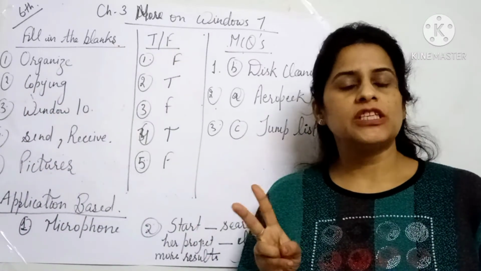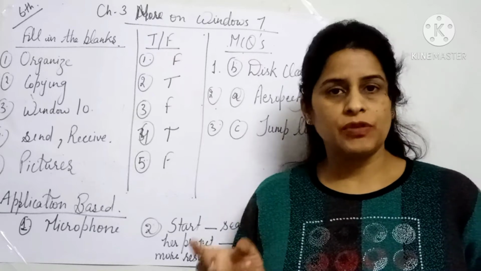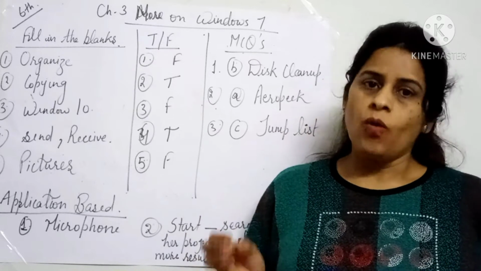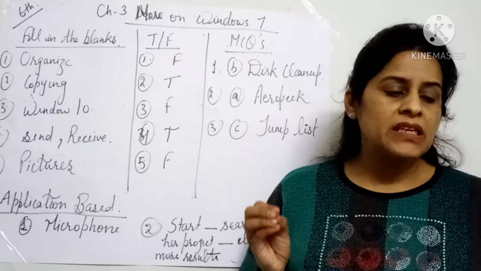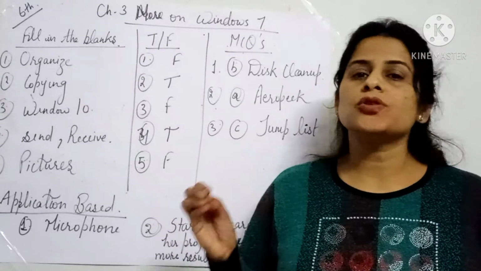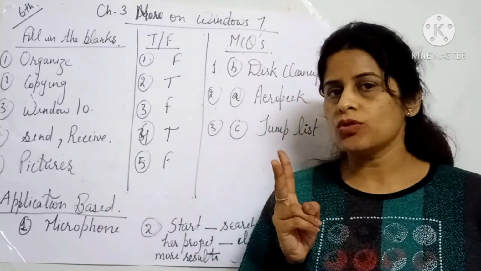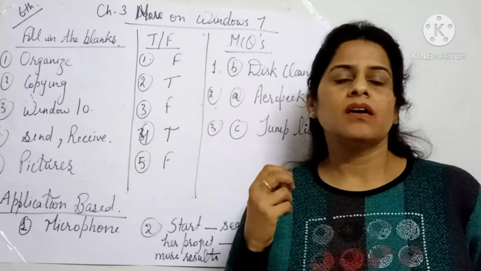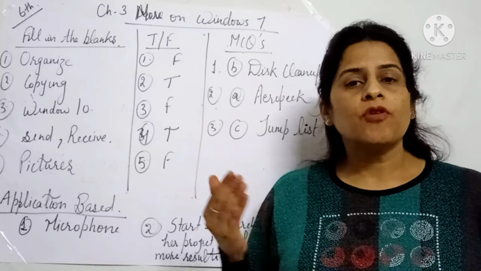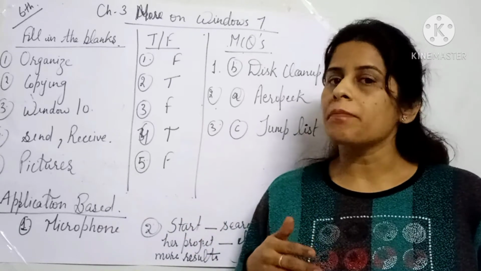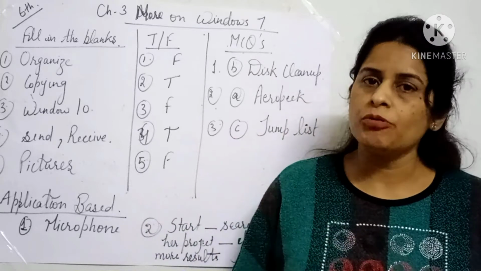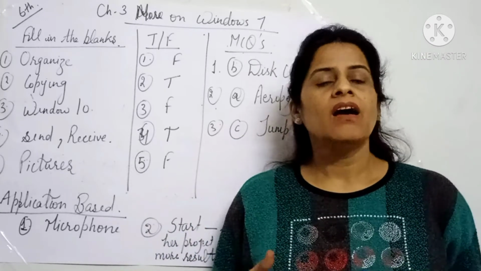Now next is ripping. We have read about two features of Windows 7, that is ripping and burning. What do you mean by ripping? That refers to dash songs from a CD to a computer. I have told you about the two features, what is ripping and what is burning. Ripping is when you are copying something from CD to computer, and when you are copying something from your computer to CD, that is known as burning.